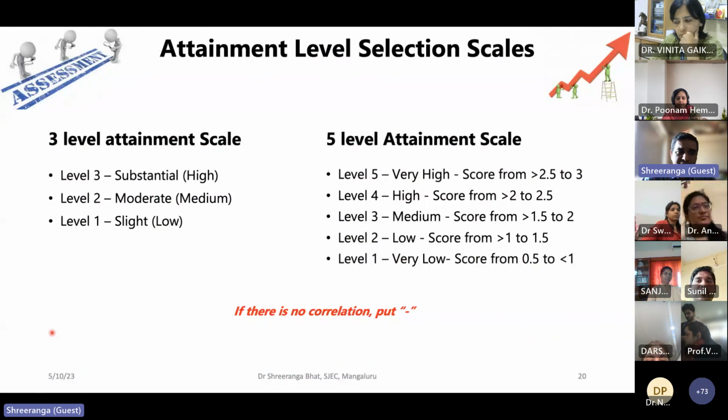And finally, you can see here, it is not necessary that you stick to only 3 levels. You can even prefer 5 levels. This is a straightforward statement from the NBA document. They have written in the SAR that you can prefer 5 levels also. But the challenge in the 5 level is that calculation is more, complexity is more, work is more. Of course, precision is much better in a 5 level attainment scale rather than a 3 level attainment scale. This is all about the attainment calculation.